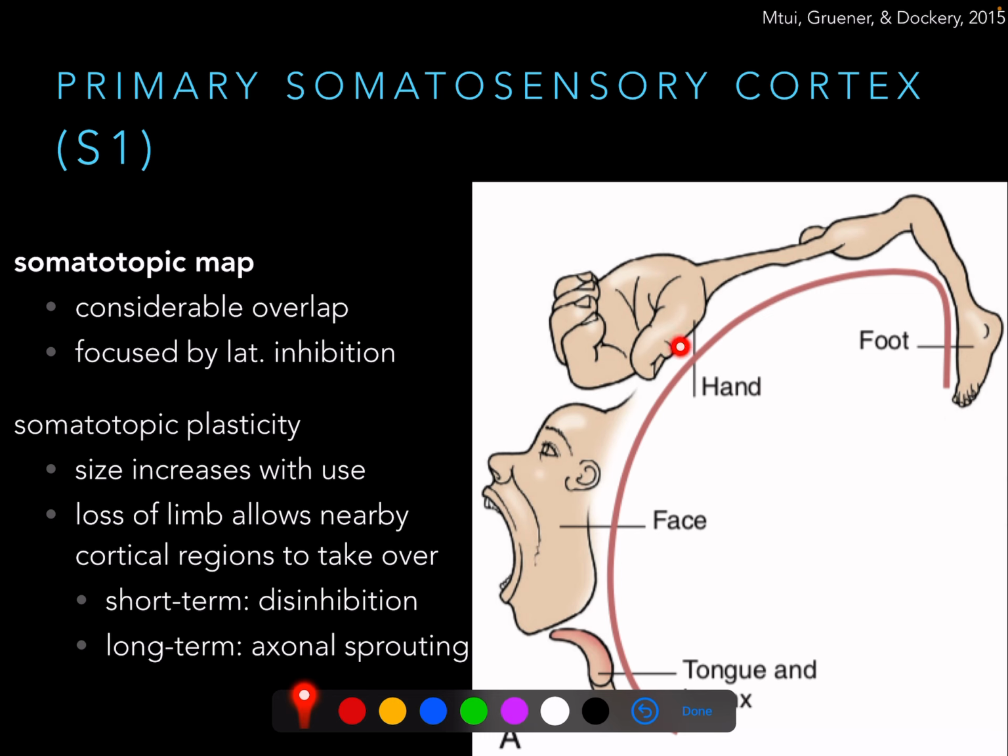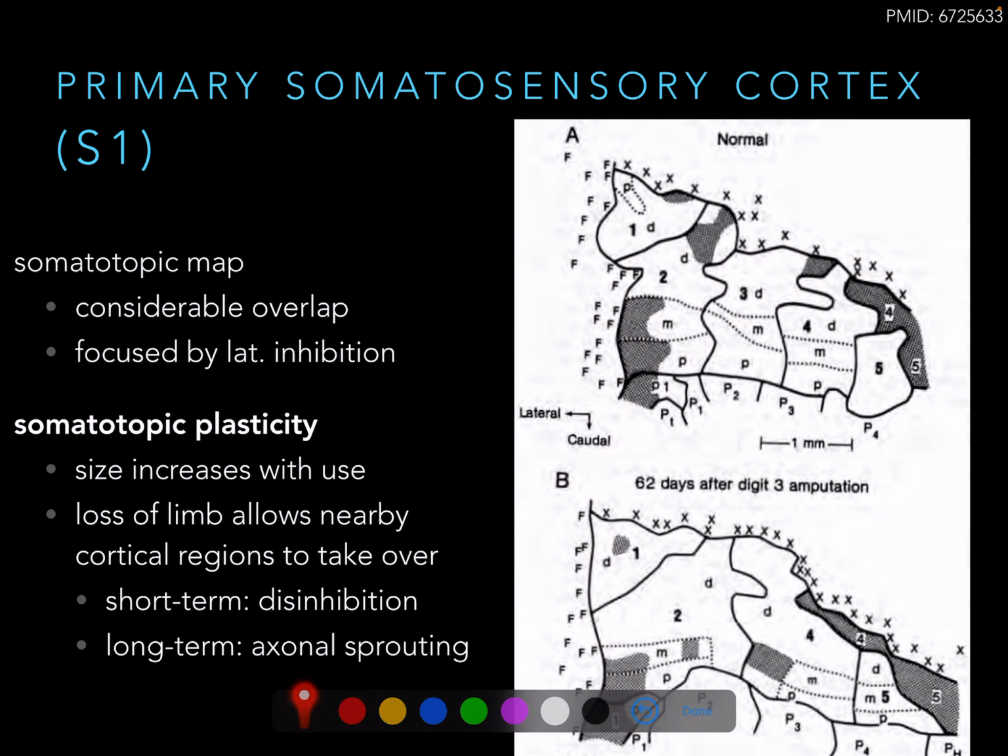So when we say that we have a digit 1 or digit 2 neuron, that just means it mostly responds to digit 1 and digit 2. But if we were to lose a digit, we've got some flexibility. And that's what's going on here. So we've got the maps for digits 1, 2, 3, 4, and 5.